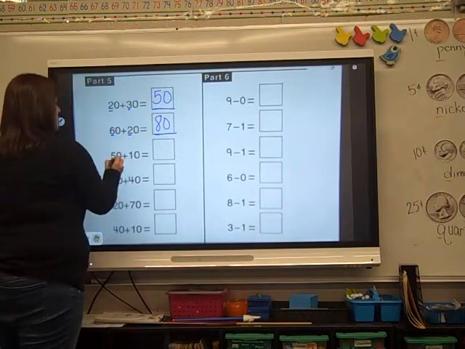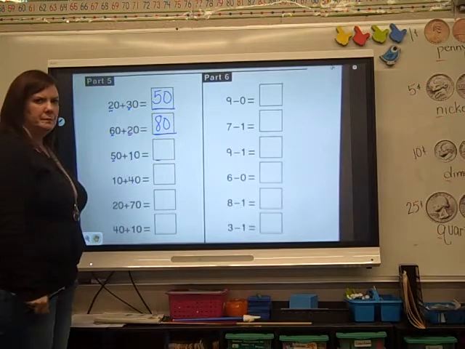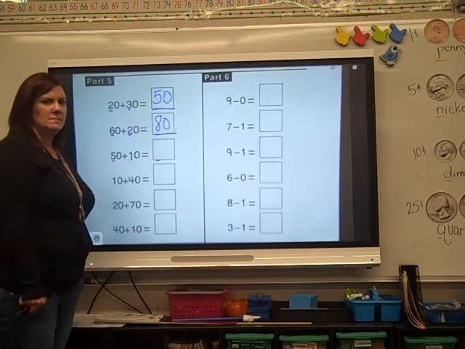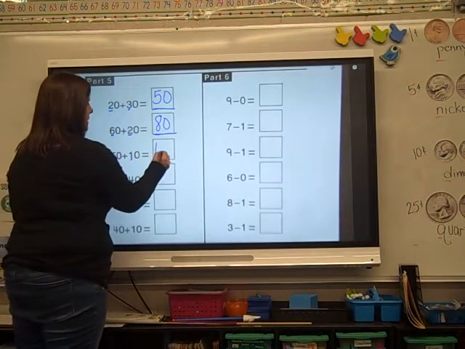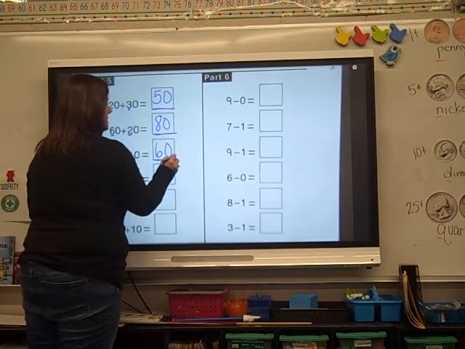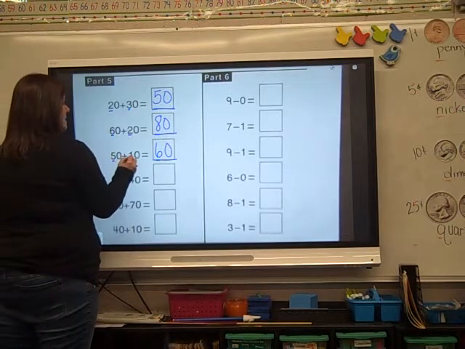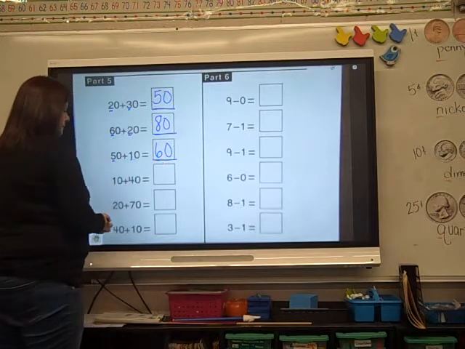All right, let's do this one. 5 plus 1, put it right there. Did you get 6? And put your 0. Read the number. Ready? 60. Read the problem. 50 plus 10 equals 60.